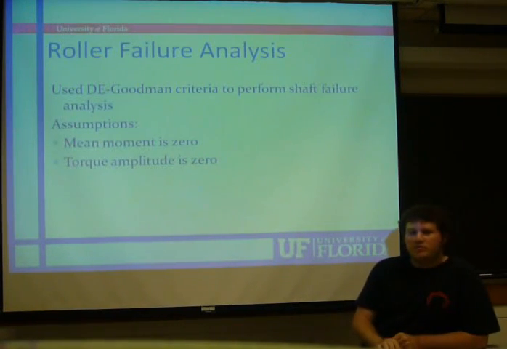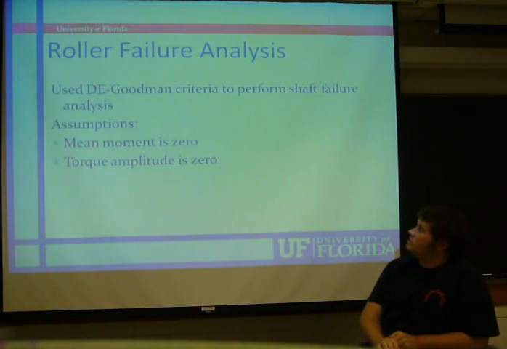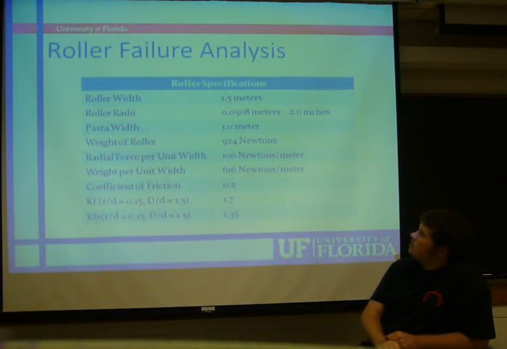The DE Goodman criteria was used to perform shaft failure analysis. Two assumptions that we made were that the torque amplitude is equal to 0 and the mean moment reflected on the shaft is also equal to 0. When we did that, we found out that our roller radii is quite a bit larger than necessary for failure requirements, giving us an infinite roller shaft life.